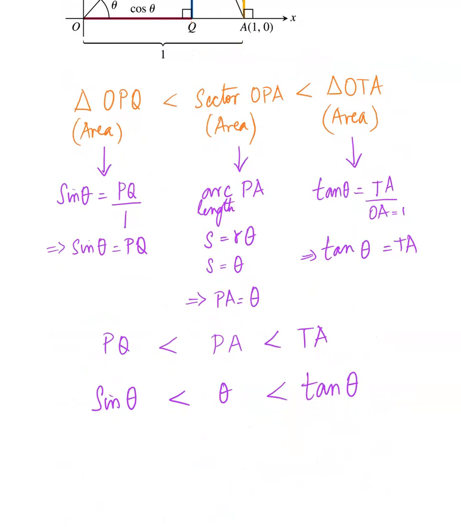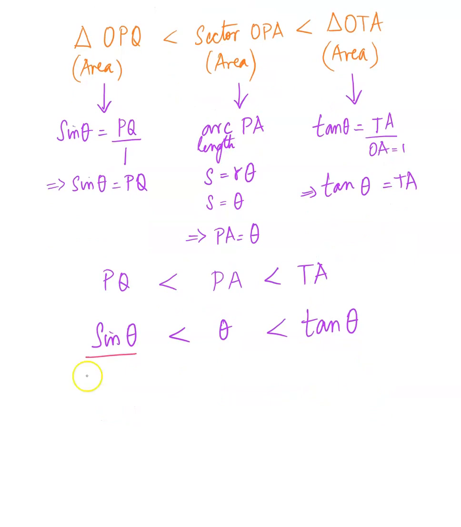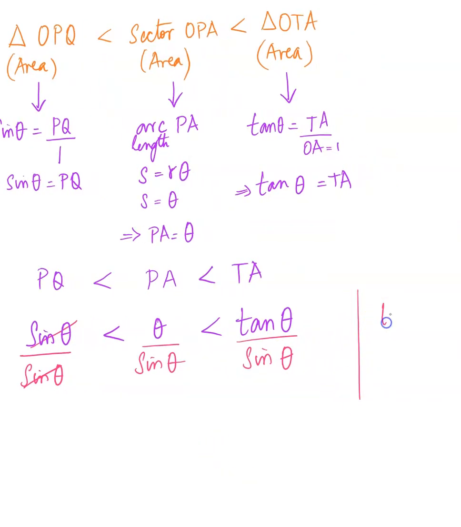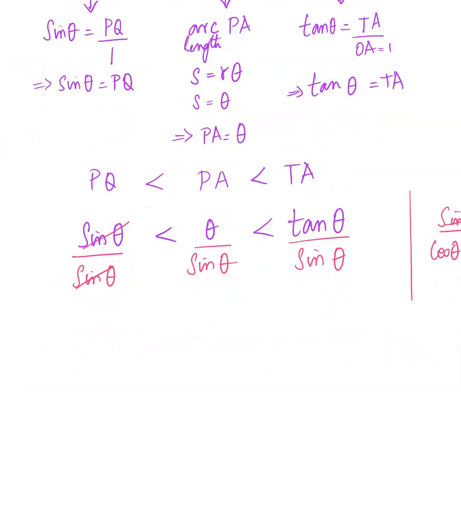Okay. So what I'm going to do is divide each part of the inequality by sine theta. Here it cancels off, right? It gives us a 1. This will be theta over sine theta. What is tan theta over sine theta? Let's do it here by the side. Tan theta would be sine theta over cosine theta, right? And then you have a sine theta in the bottom. So those will cancel off. So technically you'll have 1 over cosine theta. So let me rewrite this. 1 less than theta over sine theta less than 1 over cosine theta.